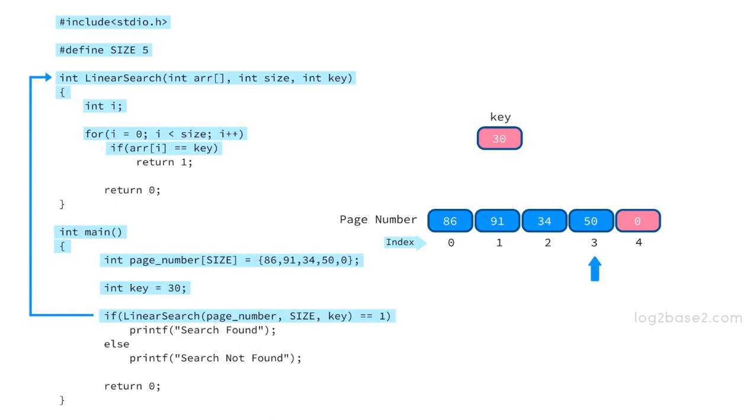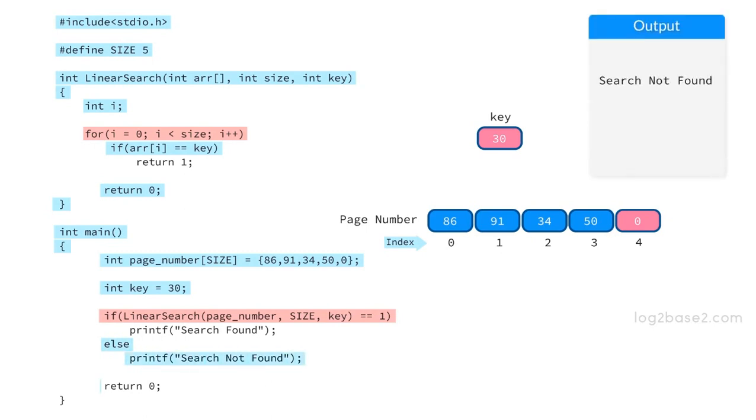And now check the condition i less than size. And 5 is not less than 5, so this condition fails. That is, we have completely traversed the array. So control comes out of the for loop and returns 0 as the key was not found in the array. So here in main function, this returned value is 0, which is not equal to 1. So if fails, and control goes to else part and prints search not found. So that is linear search, and this is how we can implement it.